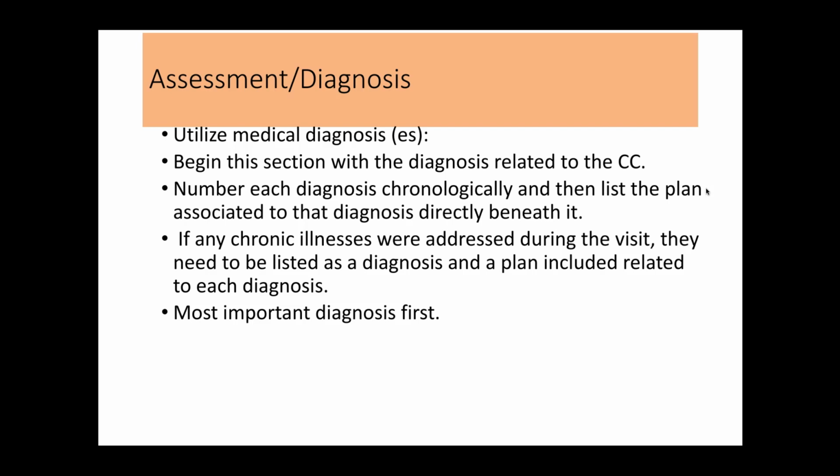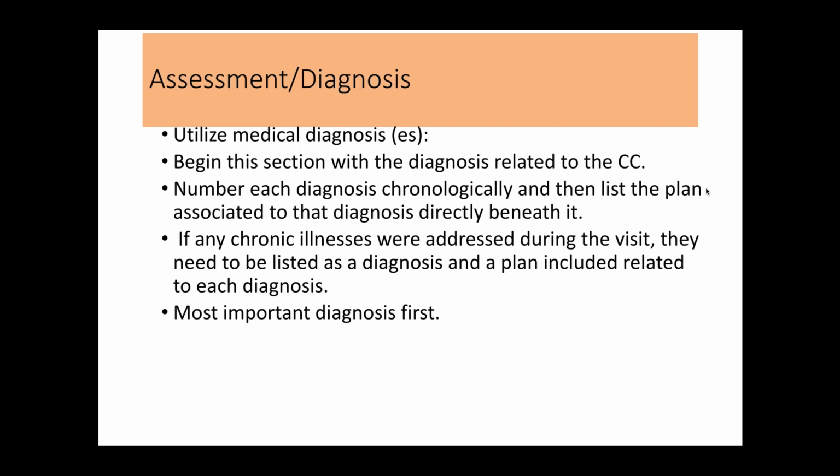So you're going to write your diagnosis. That's going to be related to the chief complaint. Okay, they come in, they have abdominal pain. Now you've narrowed it down to left lower quadrant pain. You can write suspect diverticulitis, acute diverticulitis. You're going to number each diagnosis chronologically. Then you're going to list the plan after, directly beneath it. If any chronic illnesses were addressed, they need to be listed as a diagnosis and plan related to each diagnosis. So diabetes type 2. Number 1, diabetes type 2, plan, and so on. Hypertension, plan, and so on. All right? The most important diagnosis first.